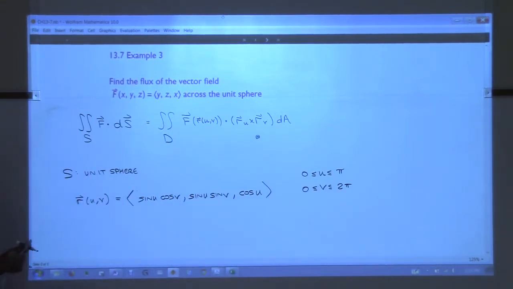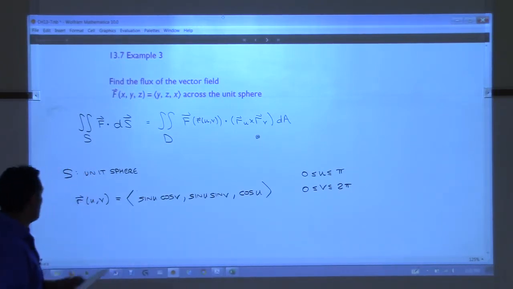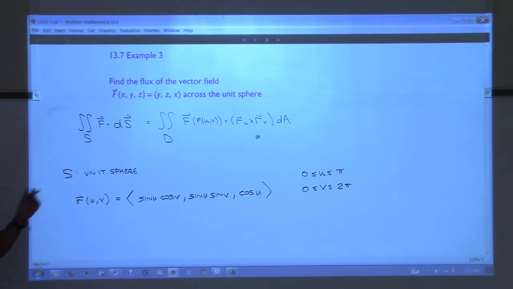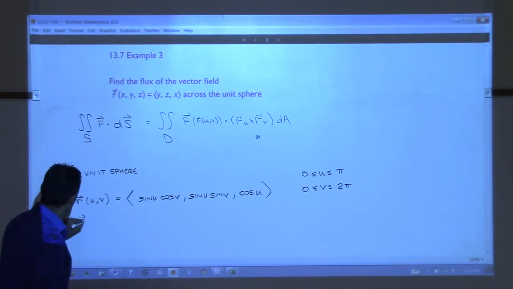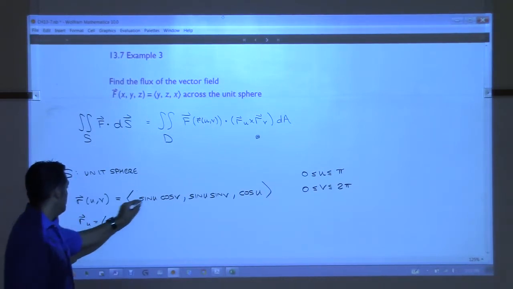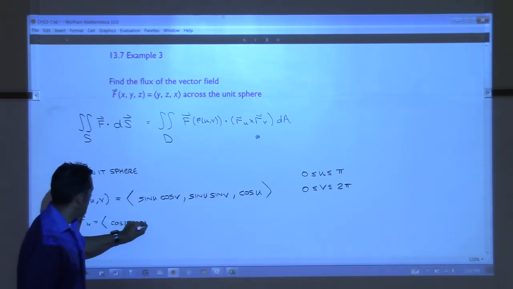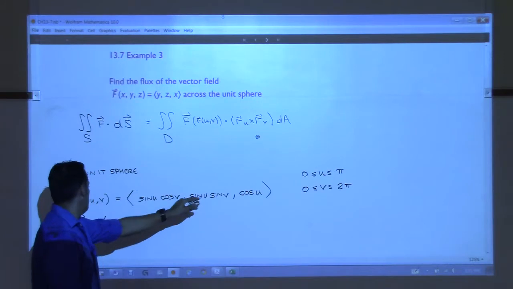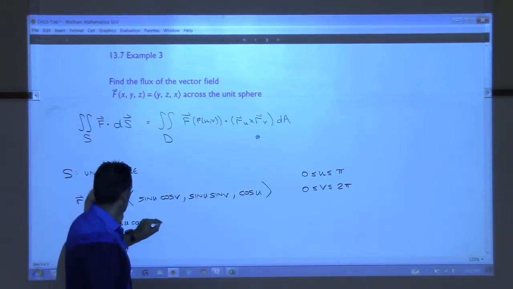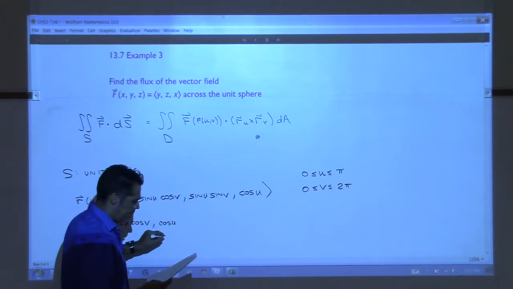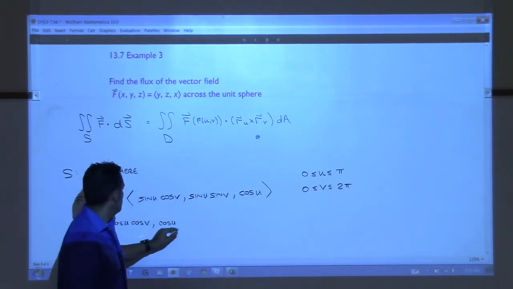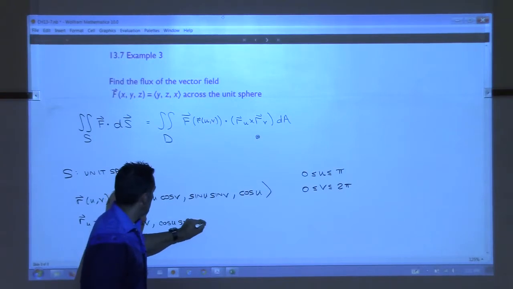Okay. Let's see if that's the way I did it. Yeah. Okay, now what? We've got that. Now what? Let's do the partials, which we did last class, but we'll do it again. Partial of r with respect to u would be cosine u cosine v, cosine u sine v, and last one, negative sine u.